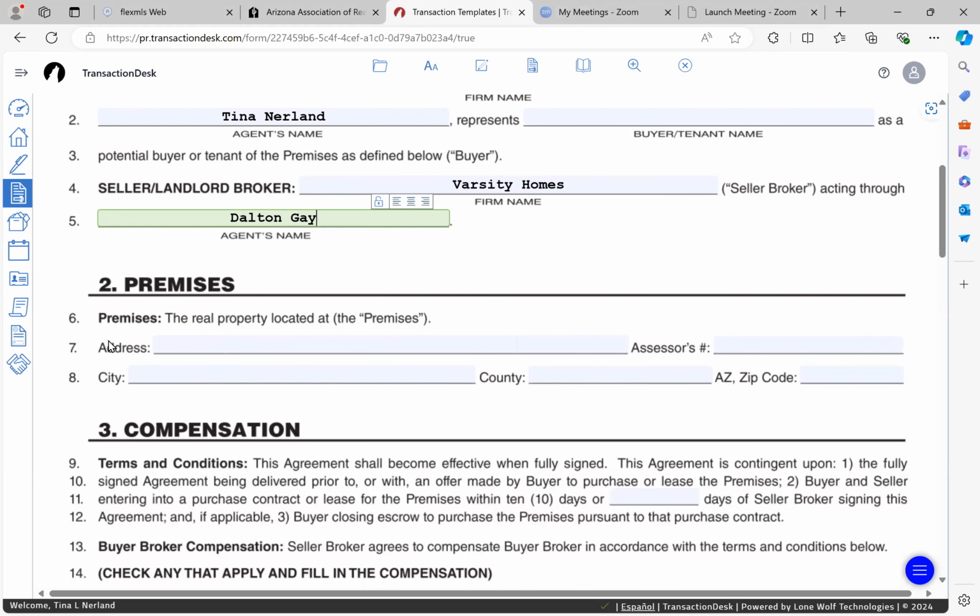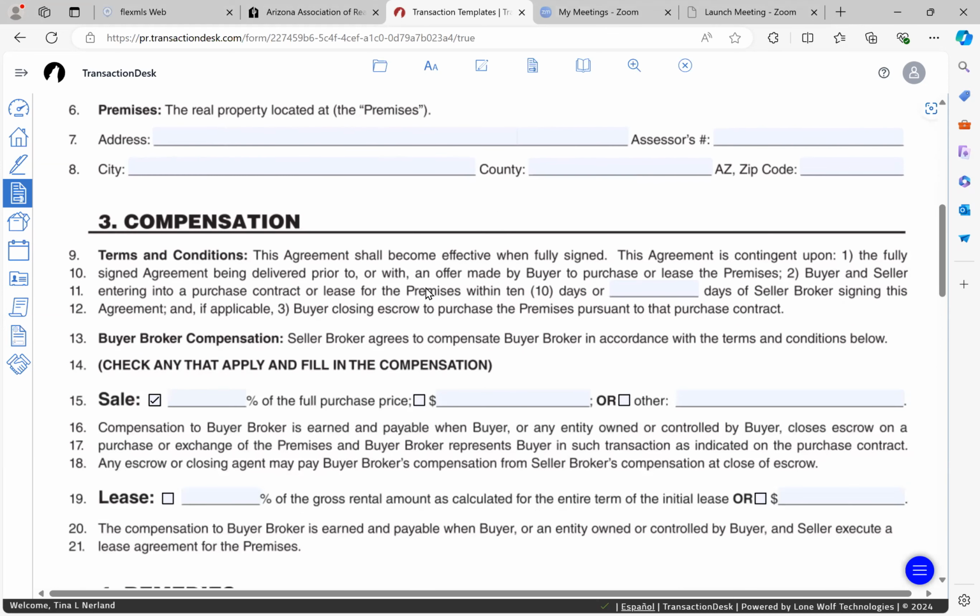Okay. Premises address should auto-populate. If it does not, put in the address, the assessor's number, city, county, zip code. Okay. From other training classes, you will know that we read these line by line, and I know it's boring, but one, it makes us read it, and two, every time I read something, I learn something new. So definitely a great practice.